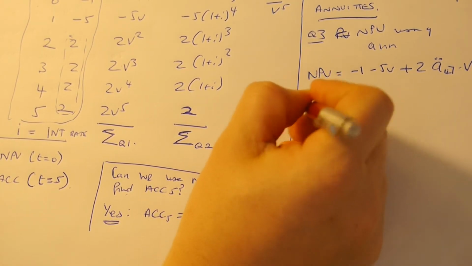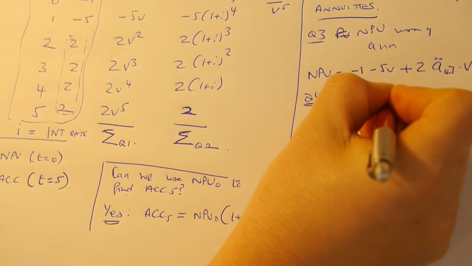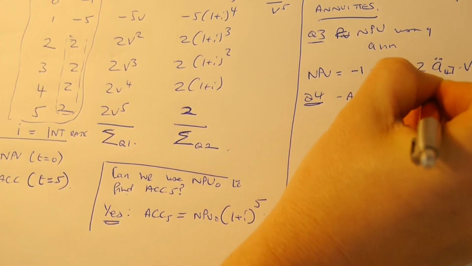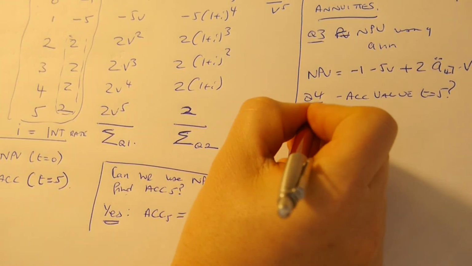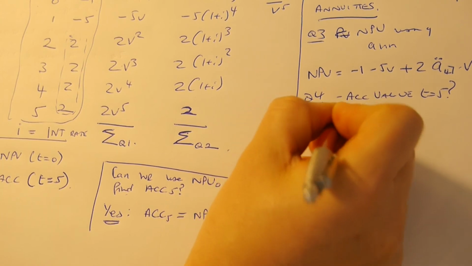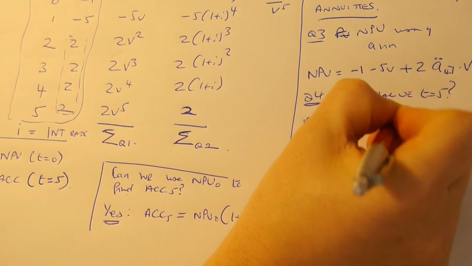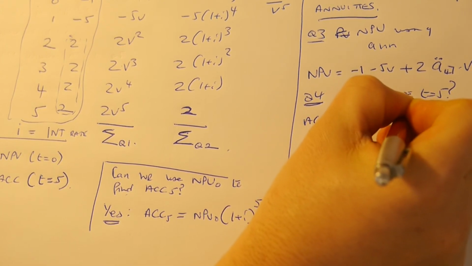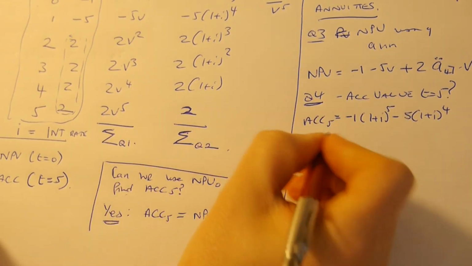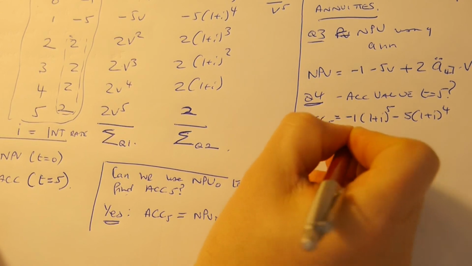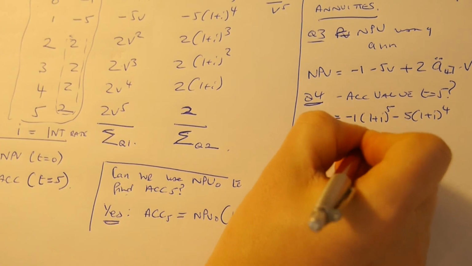Right. Question 4: what about the accumulated value at t equals 5? So the accumulated value at 5 equals -1(1+i)^5, minus 5(1+i)^4, can't do much with that, plus 2. Now we're going to use the s function here. So first of all, we've got 4 lots, so we'll put that there.